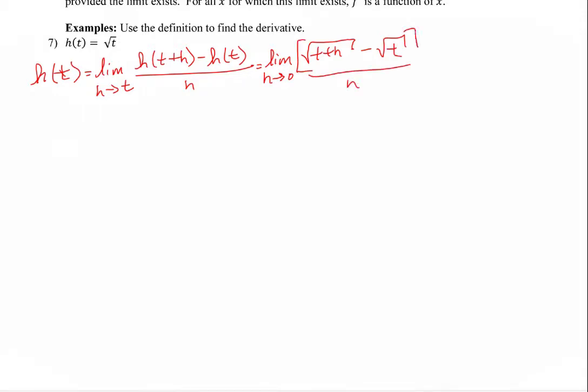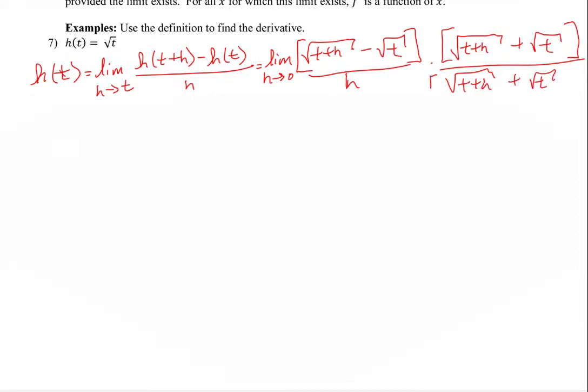Now, when we do this, what we do is what's called rationalizing the numerator, not rationalizing the denominator. So that means we multiply the numerator by the conjugate. So that's multiplying the numerator by the square root of t plus h plus the square root of t, over the square root of t plus h plus the square root of t. Now I put brackets around it because it just makes a little bit more sense to me with the square roots.